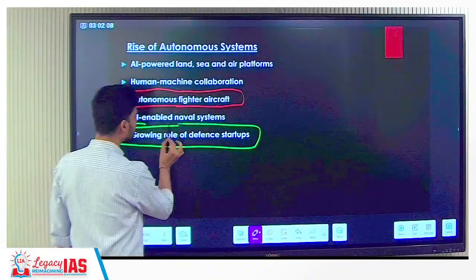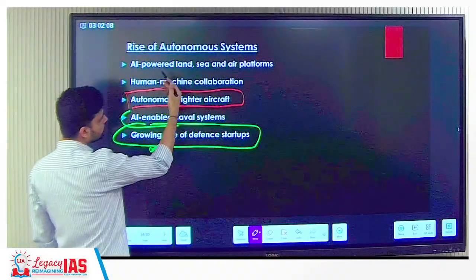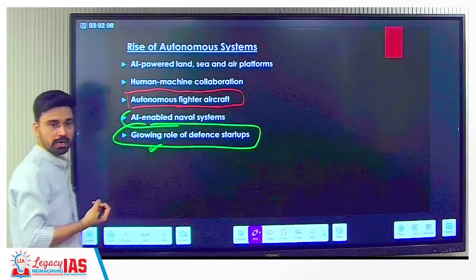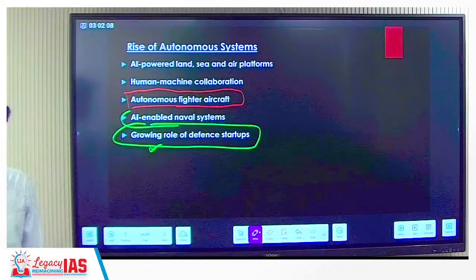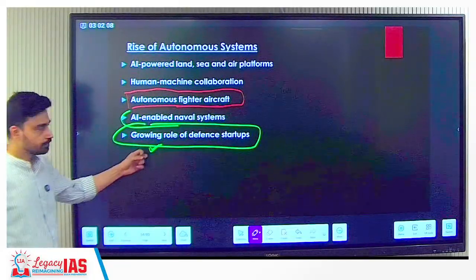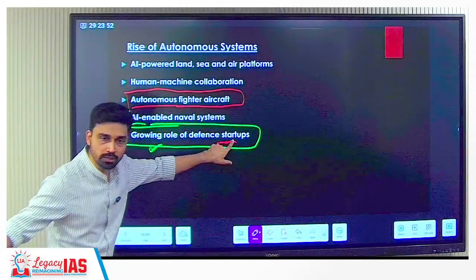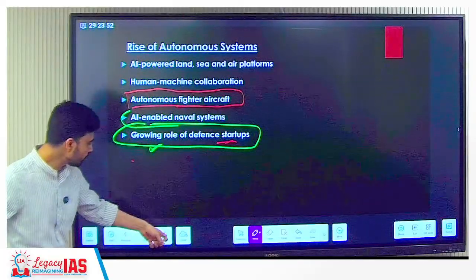Overall, defense startups would play a very important role here, because most of the innovation which we are seeing in the artificial intelligence sector is not coming from the large, old companies that you have. It is largely coming from the small startups. So they are going to play a very important role.